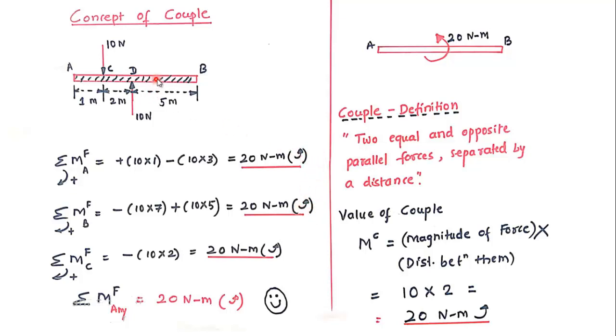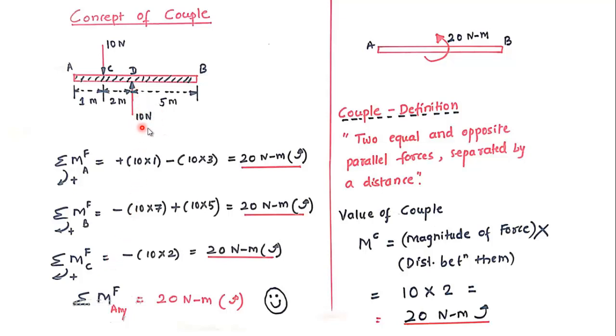We are taking moment with respect to some other point, and we are getting the same value, magnitude and direction of moment. Let us take moment with respect to point C. It is here. Now this 10 Newton force is passing through the same point C. This will not create any moment. It will not create any turning effect with respect to the same point. So that is why I have not considered that particular force.